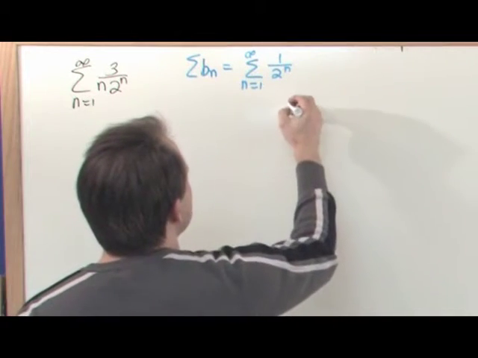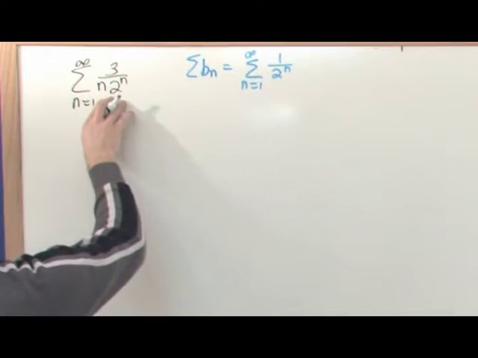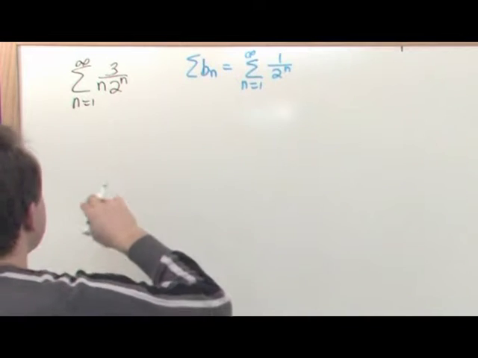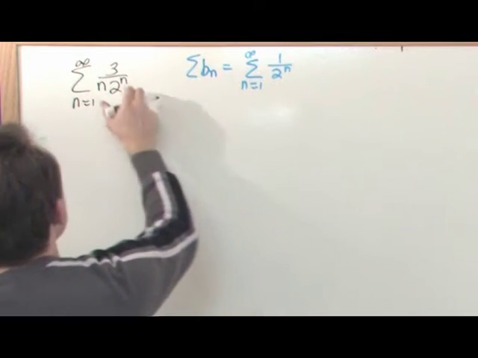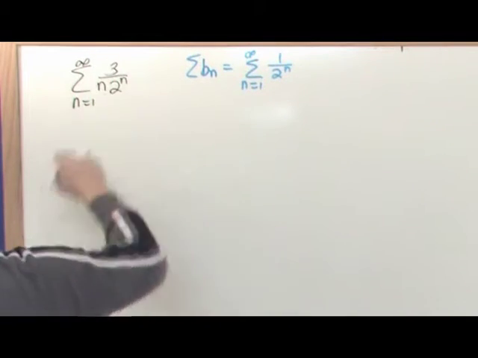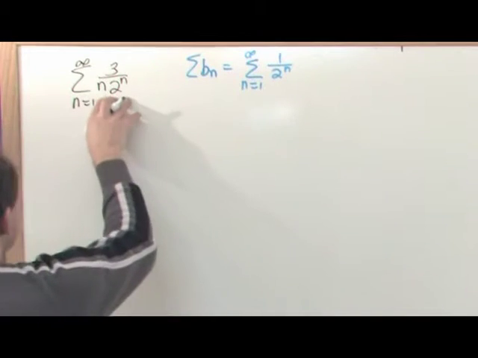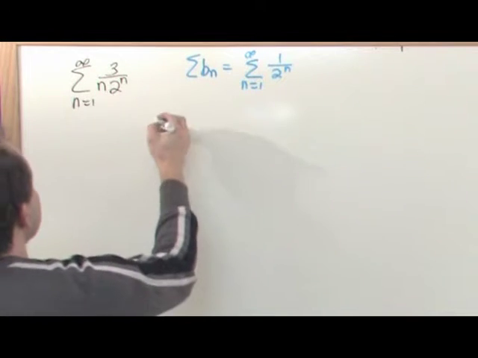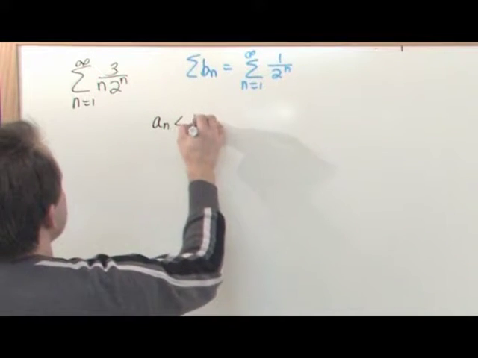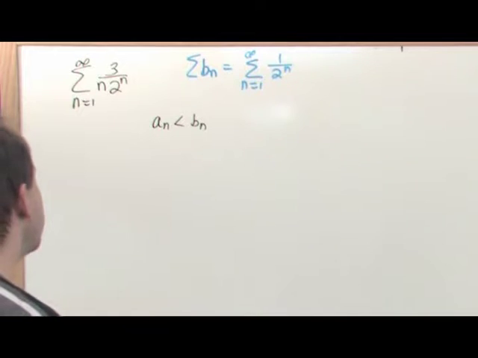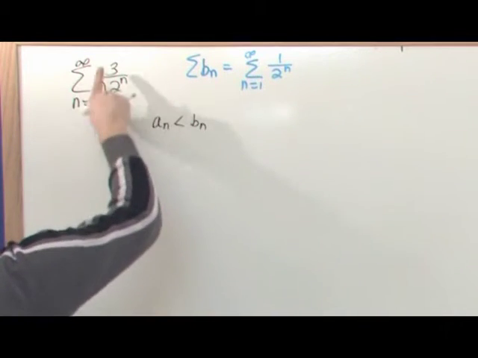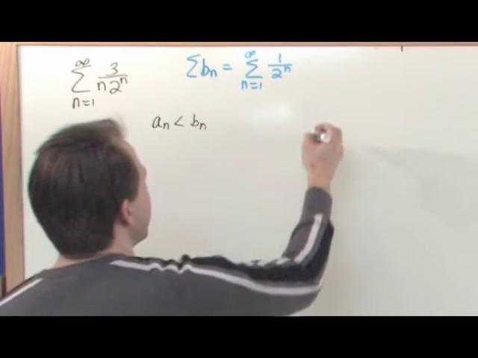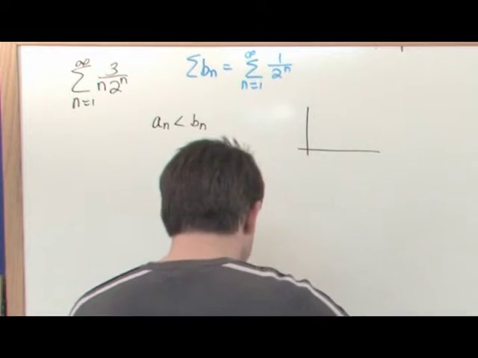So if I were going to figure out which terms were bigger, think about it. If I put values of n that are very large in here, I'm going to get a smaller number than I would get here because I have more n's on the bottom. I'm going to get 3 over a larger number on the bottom, which is going to drive this thing lower. So you could say a sub n is less than b sub n. For any value of n, a sub n is going to be less than because I'm going to have a larger denominator.